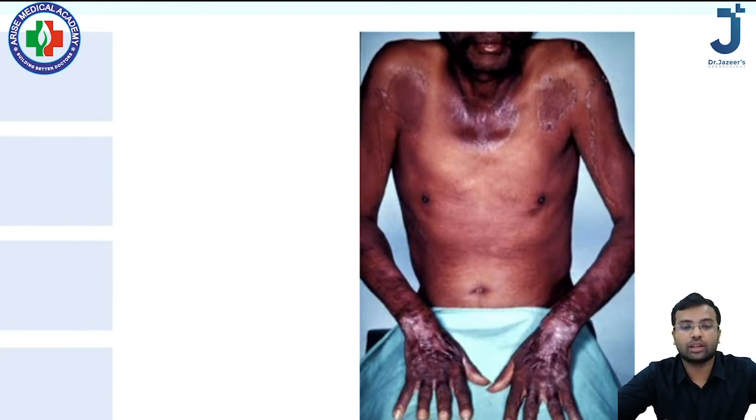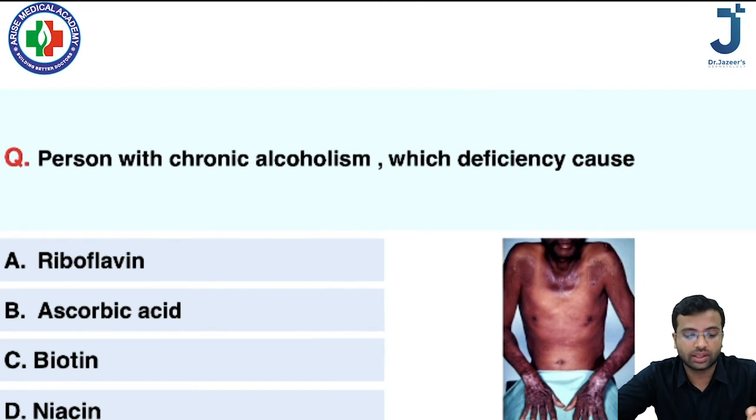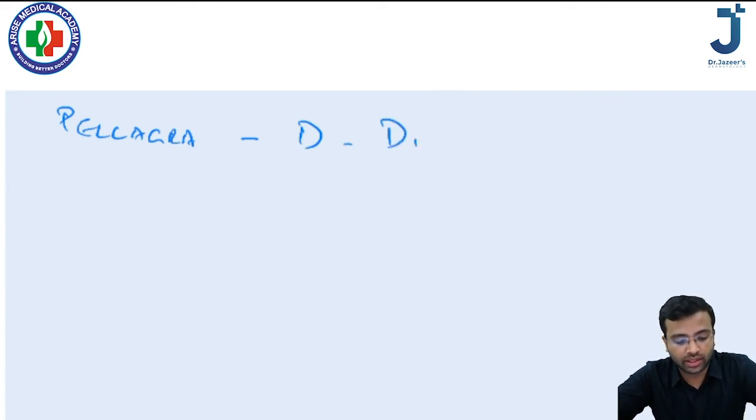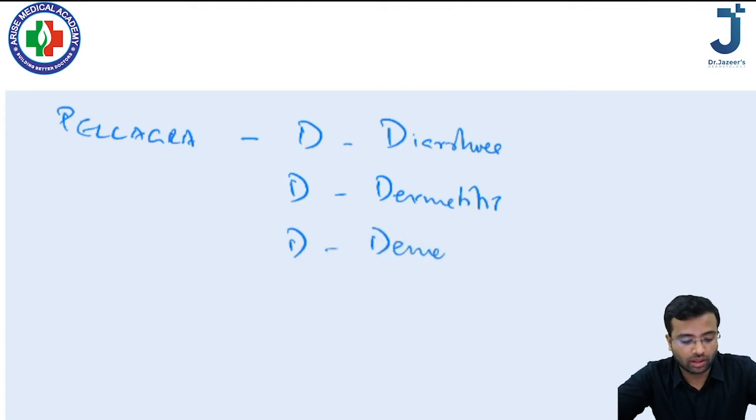These are the typical findings that you see in the deficiency of niacin, that is called pellagra, isn't it? So what happens in pellagra? In pellagra, you must be remembering the 4 D's, isn't it? That is, it starts with diarrhea, and then you get the dermatitis, and then you have dementia, and the last D is going to be the death.